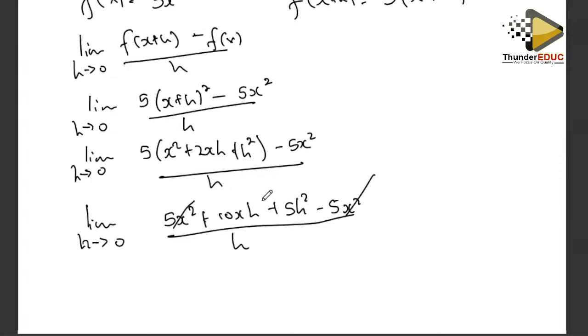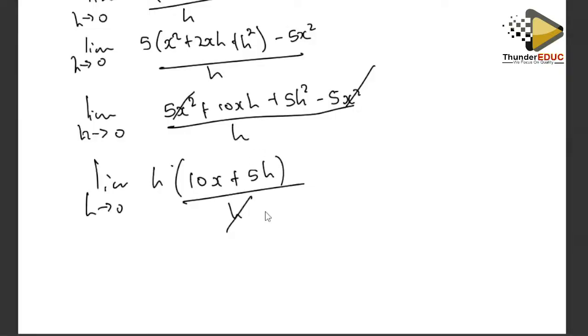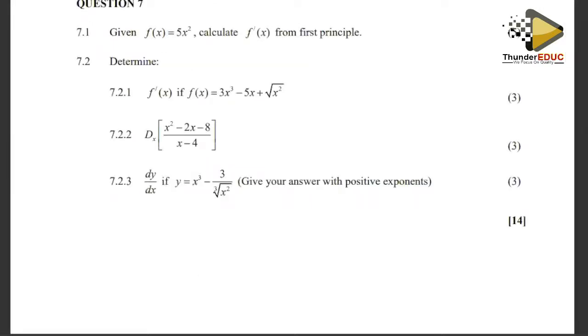So our next step is the factorization step. Take out the h, which means you have 10x plus 5h over h. This cancels that. When you substitute h with 0, we're only left with 10x. So that becomes the first principles.